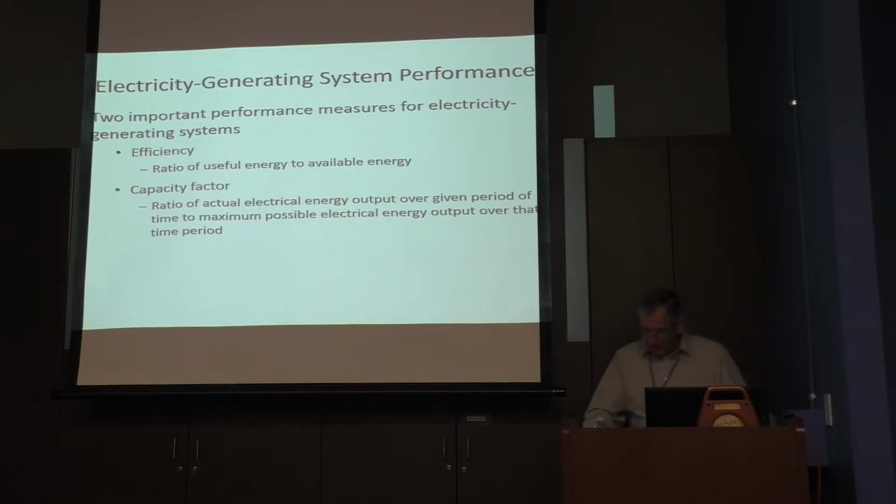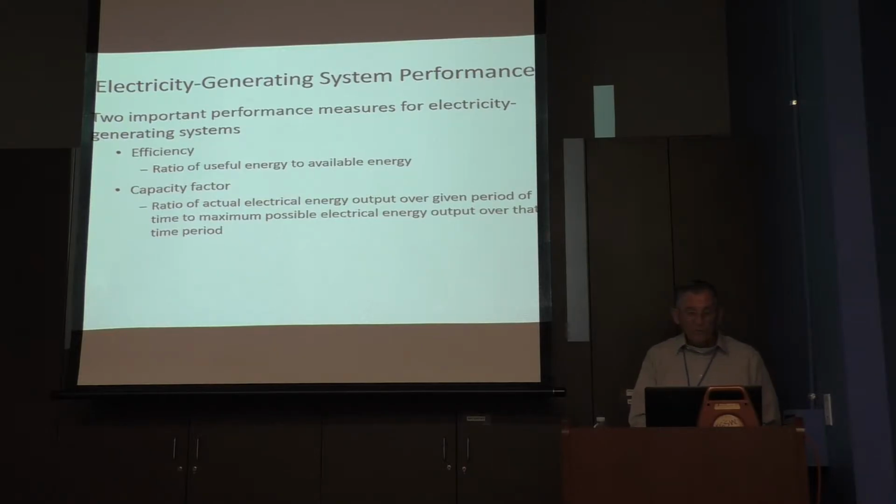So we'll next consider the electricity generating system performance, which is an important feature when deciding among available electricity generating technologies. One of those performance measures, of course, is efficiency, and this is the ratio of useful energy to available energy. The other is the capacity factor, which is the ratio of actual electrical energy output over a given period of time to the maximum possible electrical energy output over that time period. And so these are both important parameters that characterize the performance of electricity generating systems and facilities.